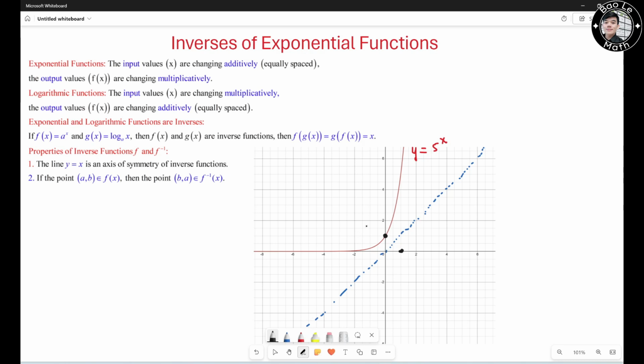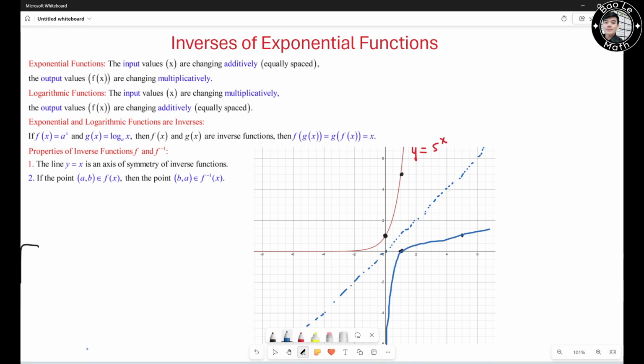Next, I need to find another point. The point right here is going to be 1, 5, and then it turns out to be 5, 1 on the inverse. So it's going to be right here. Now I just sketch the rough draft of this inverse function.